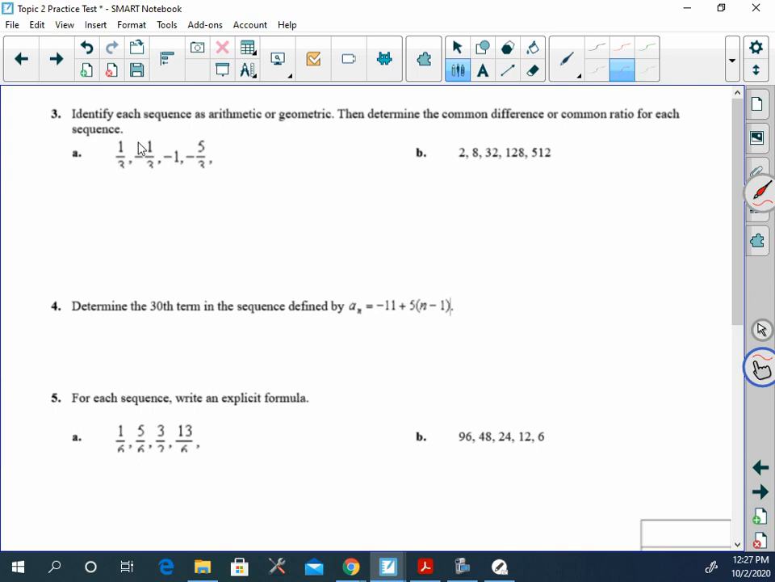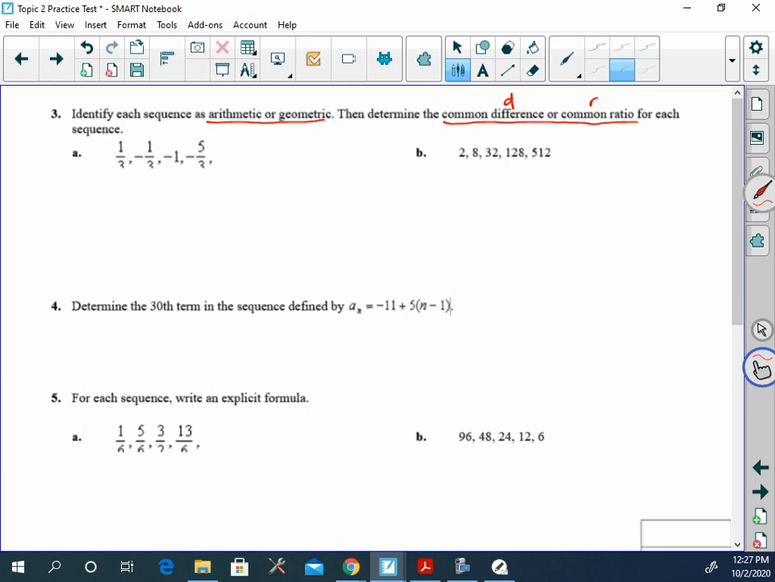Okay, so when we look here, identify each sequence as arithmetic or geometric. So that's the first thing that we want to do. Then determine the common difference or the common ratio. So if it's arithmetic, there's going to be a common difference. If it's geometric, that's when you have a common ratio. So we want to try to figure out what these are.